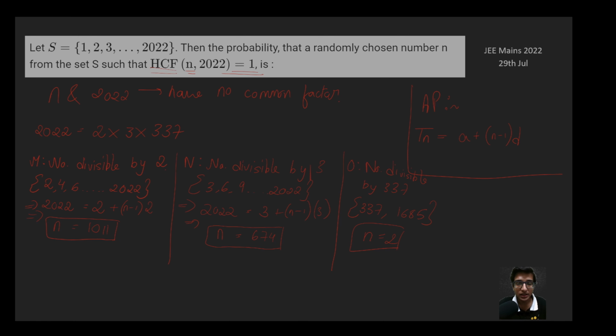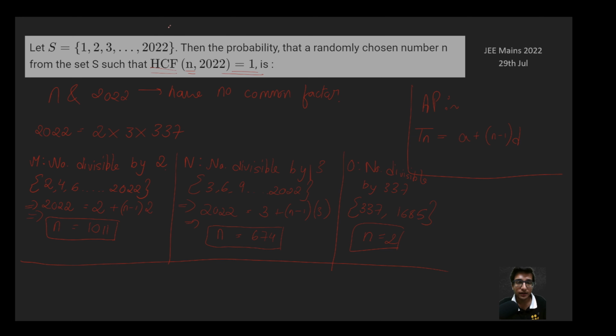Now, the numbers that are included in these three sets, if I take HCF with 2022, it is not going to come out to be 1. It is going to be either 2 or 3 or any other bigger number, or even 337. So now basically I have to take all the numbers that are not included in these sets.